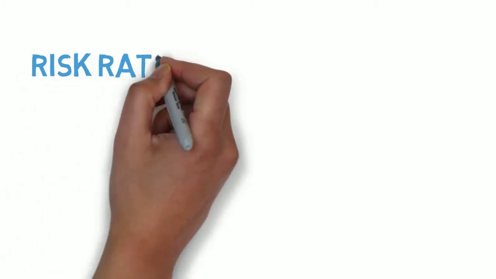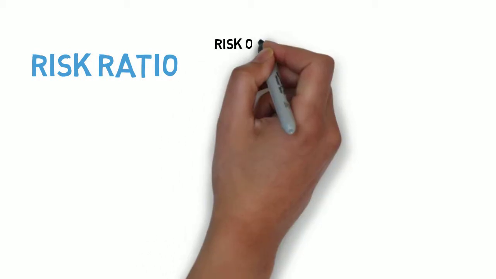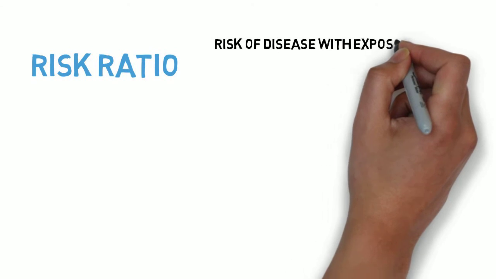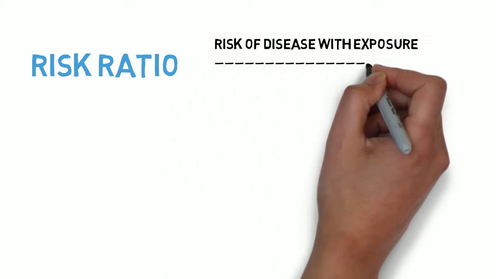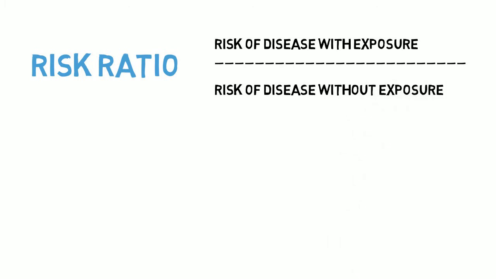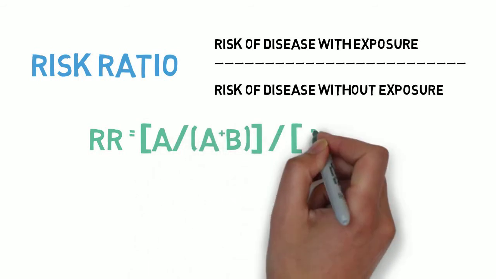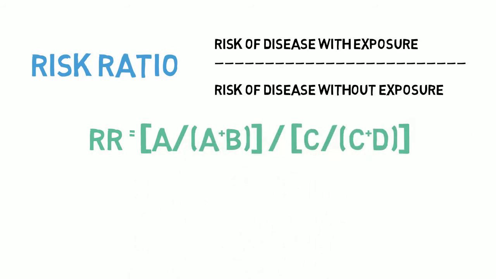The risk ratio is used to correlate the risk of disease for both the exposed and unexposed groups. For example, using the risk ratio allows you to come to conclusions such as females are almost 2 times more likely to get Alzheimer's than males. It can be calculated using the equation A over A plus B divided by C over C plus D.